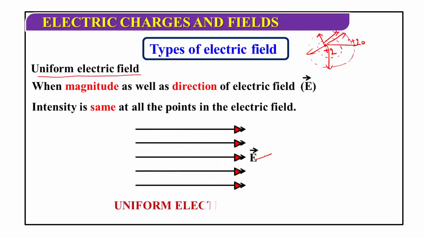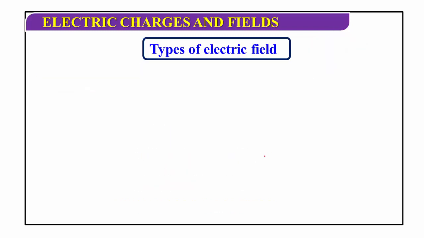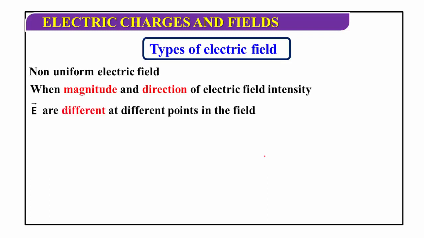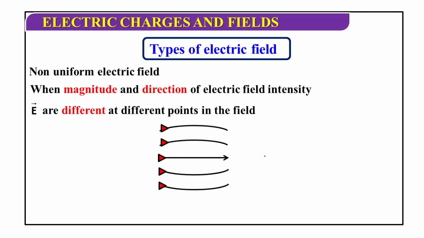This is the first case, uniform electric field. And the second type is non-uniform electric field. Here the word itself says non-uniform means the electric field intensity is different at different points in the field. If the electric field strength is different at different points in the field, then it is called a non-uniform electric field. The magnitude and direction of the electric field are different at different points.